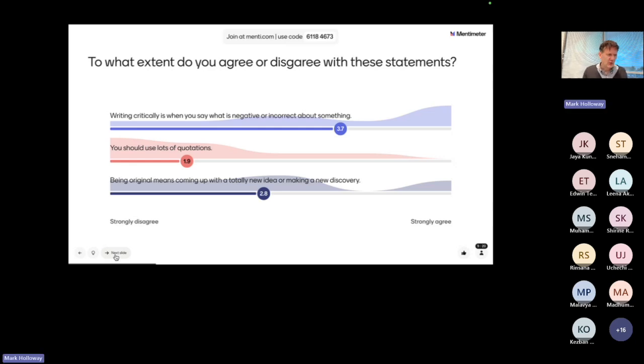So writing critically is different to criticizing. I think this is a really tricky area at university, but we're here to help you with that. It's something that I think becomes clearer over time, but it's actually really difficult to define what we mean by critical, and we have a problem because of the word critical.